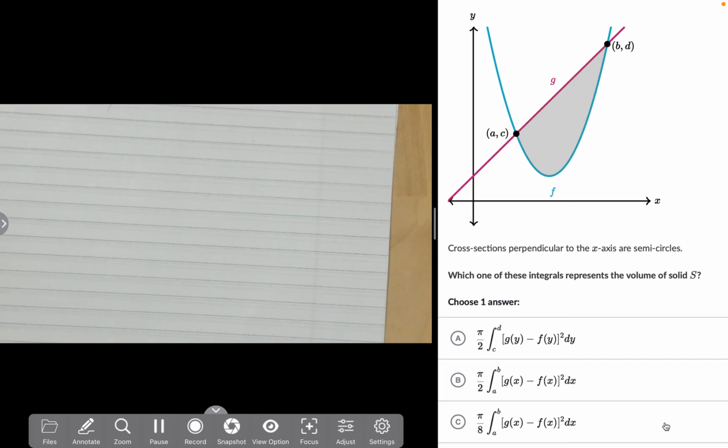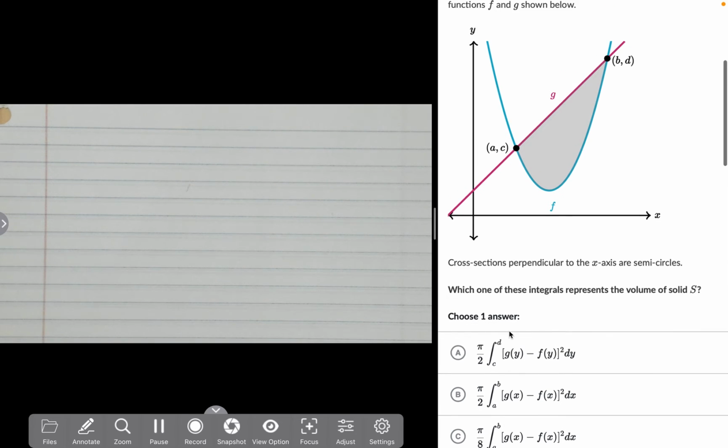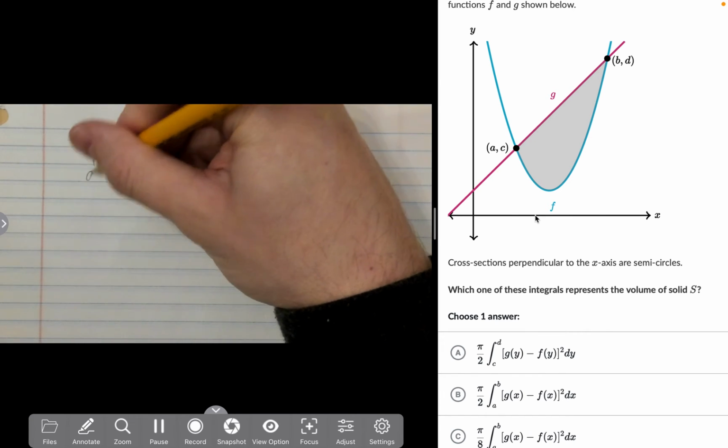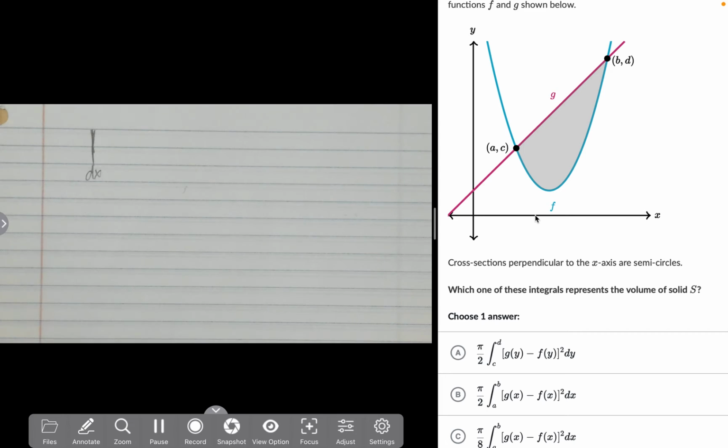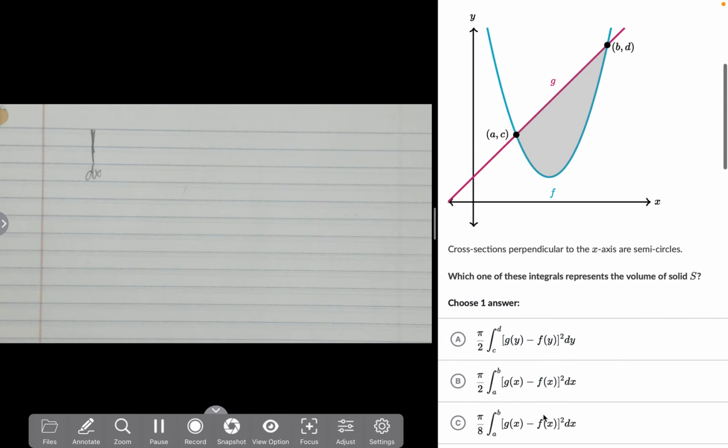This time we have set up and do not solve integrals. That's my favorite, because I don't have any work to do. This one is also a little bit interesting because they don't even want me to do the integral, they just want me to set it up abstractly. So I don't even know what these functions are. Let's see here, it says cross sections perpendicular to the x-axis. If I'm perpendicular to the x-axis, that is a dx integral anyways. So that's going to throw out answer choice A because that's a dy integral, and it will also throw out answer choice D. From there, let's think about if these are semicircles.